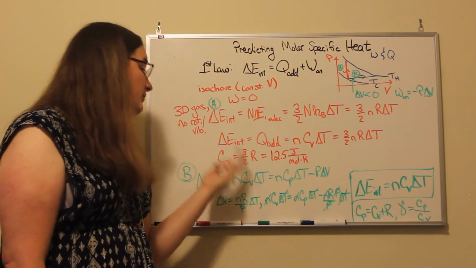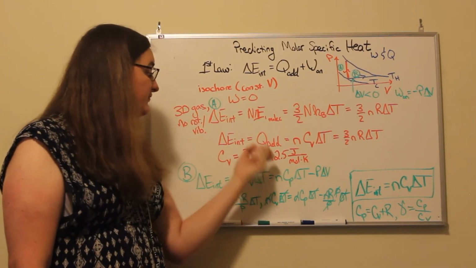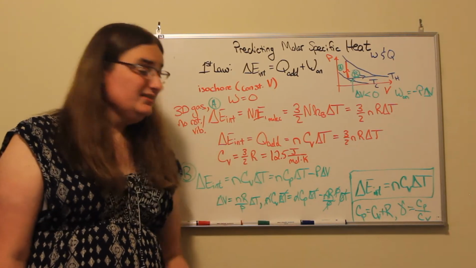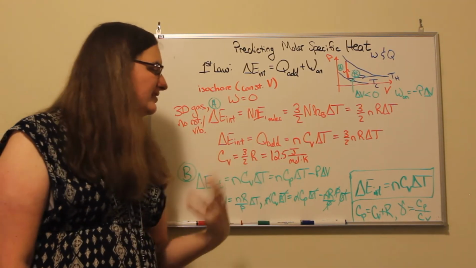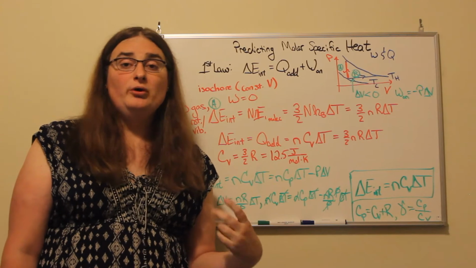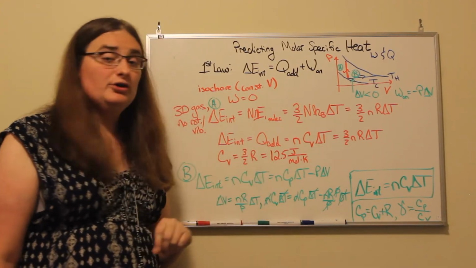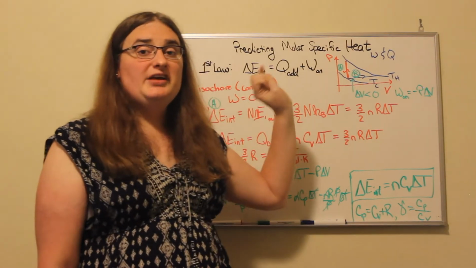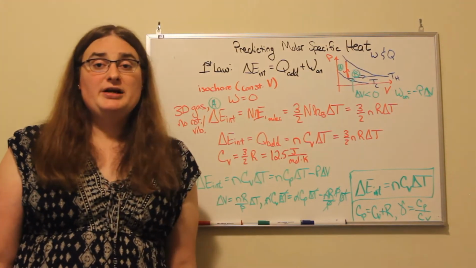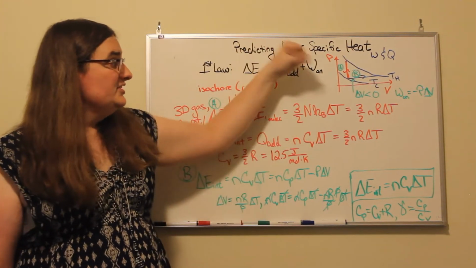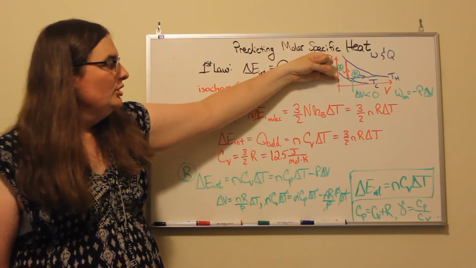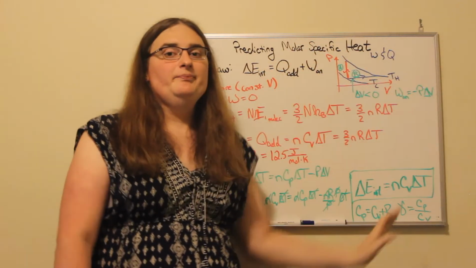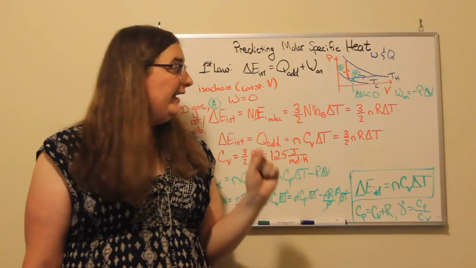But if I take 3/2, I multiply by the universal gas constant, that means I'd be expecting 12.5 joules per mole Kelvin for the constant volume heat capacity. Now the other case I want to talk about is if we have an isobar, constant pressure. Now to increase temperature at constant pressure, we would be moving to the right rather than moving up on a graph.